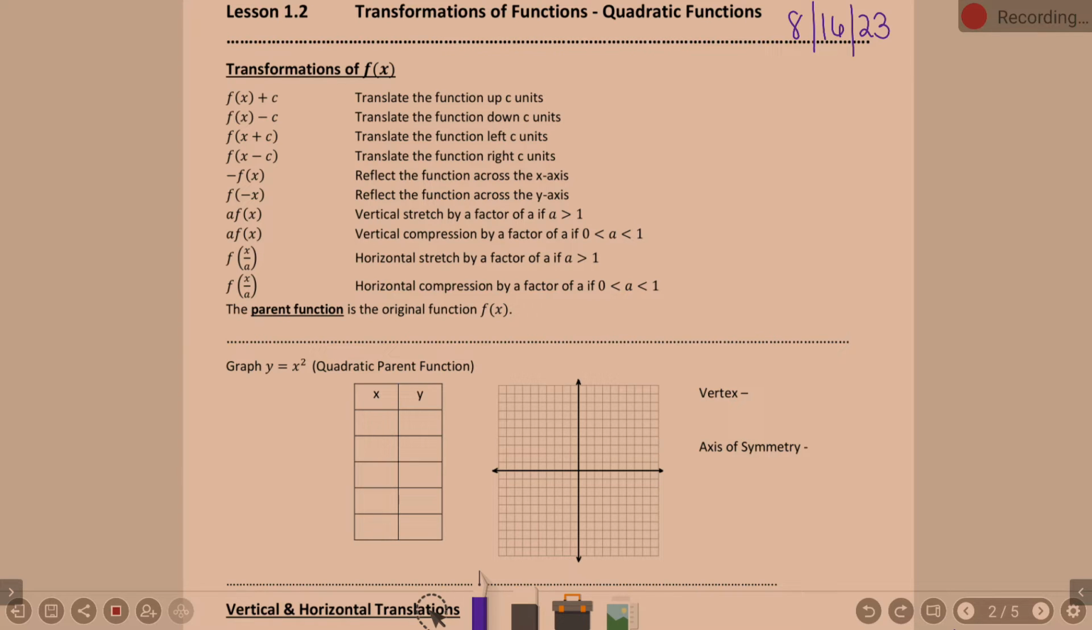So what are some good x values, you think? Negative 2, negative 1, 0, 1, 2. Those same x values are the ones I like to use. So if we put them in, you're putting them into y equals x squared. The first one's going to be negative 2 squared. What is negative 2 squared? 4. Or in other words, negative 2 times negative 2 is 4.